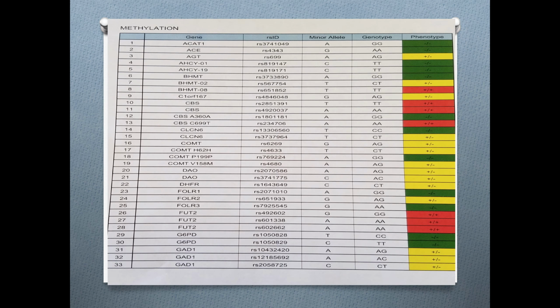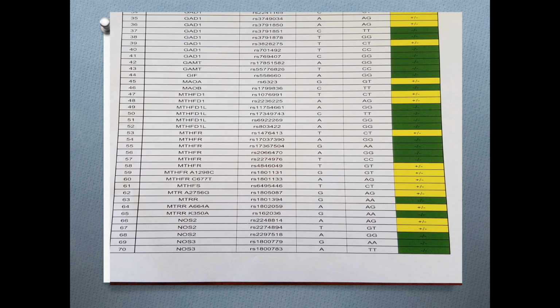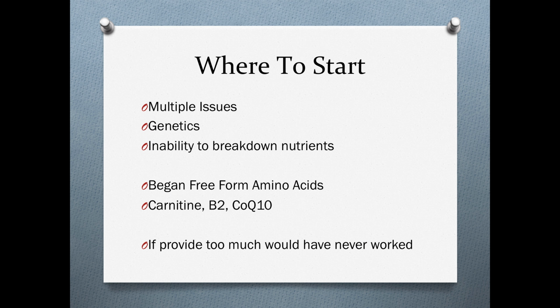We also ran the genetic test, and what we found is numerous SNPs of major markers. So the BHMT-02 and 08 were an issue, CBS, COMT V158, the DAO for histamine breakdown, FUT2 for probiotics, the GAD enzymes were all high, and then she was heterozygous for MTHFR A1298C and C677T. So there were a lot of things going on with this patient, and when I looked at her, I was thinking, okay, so where do we start?